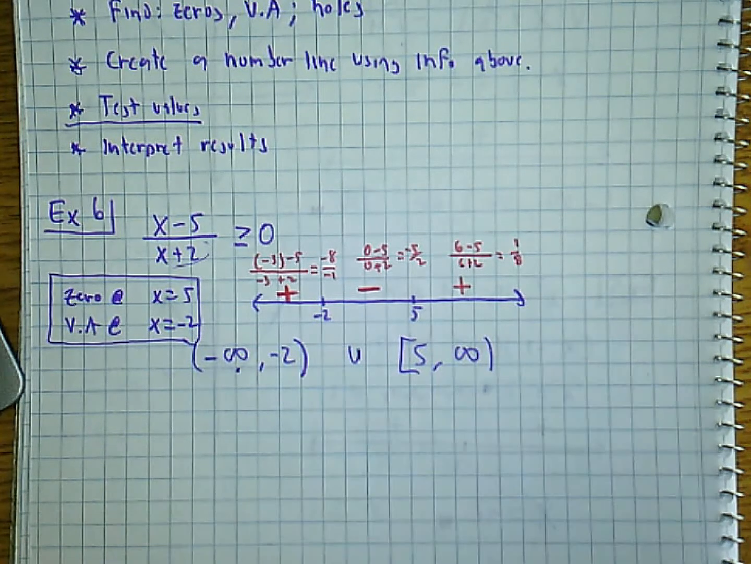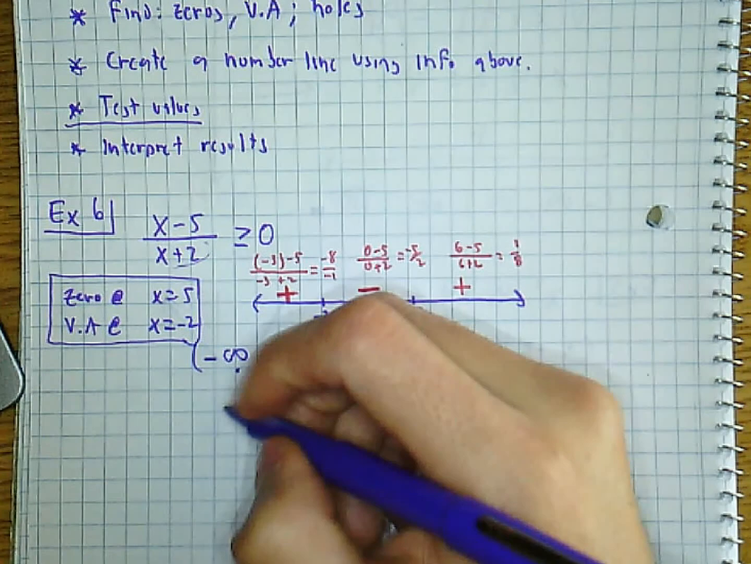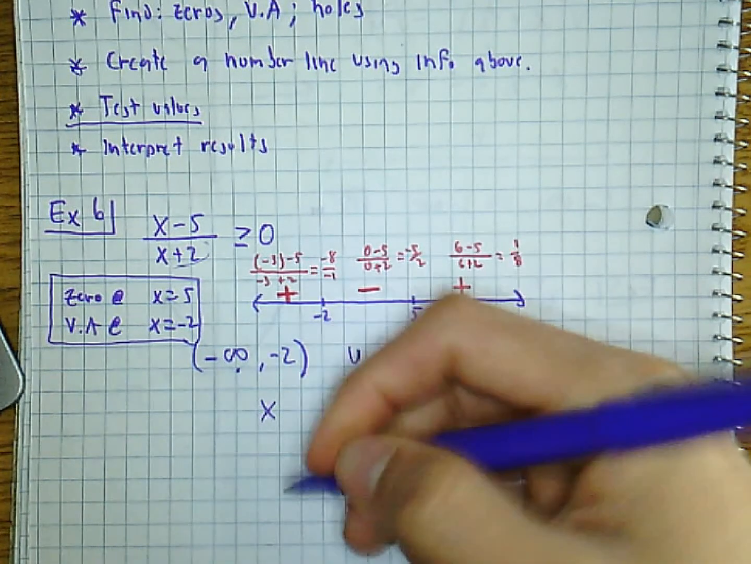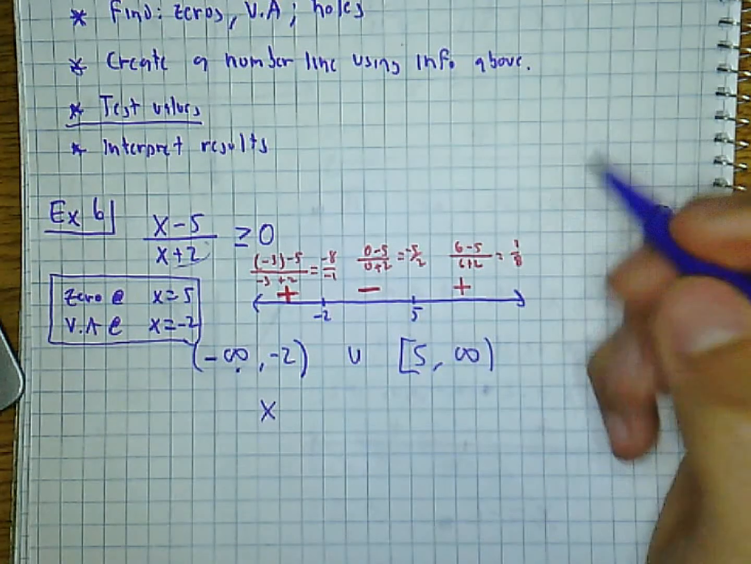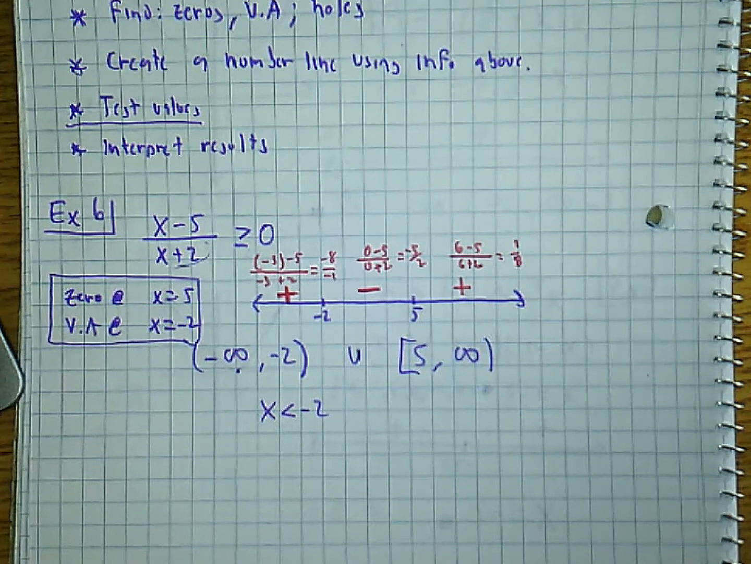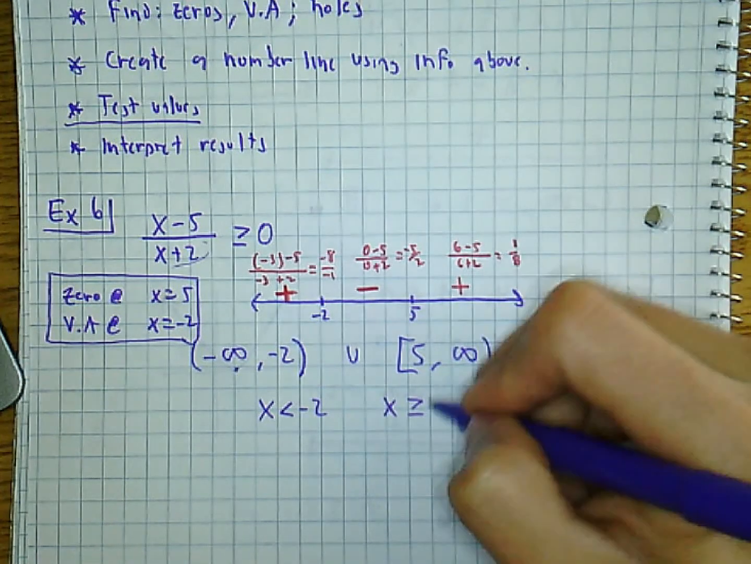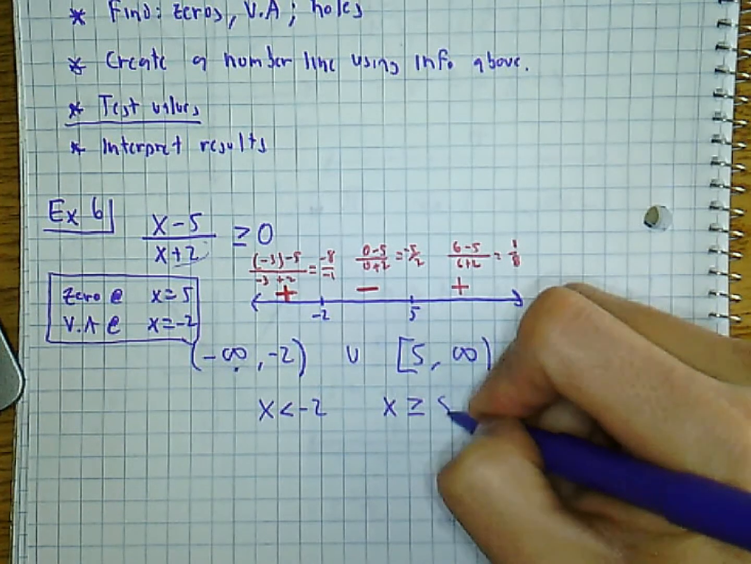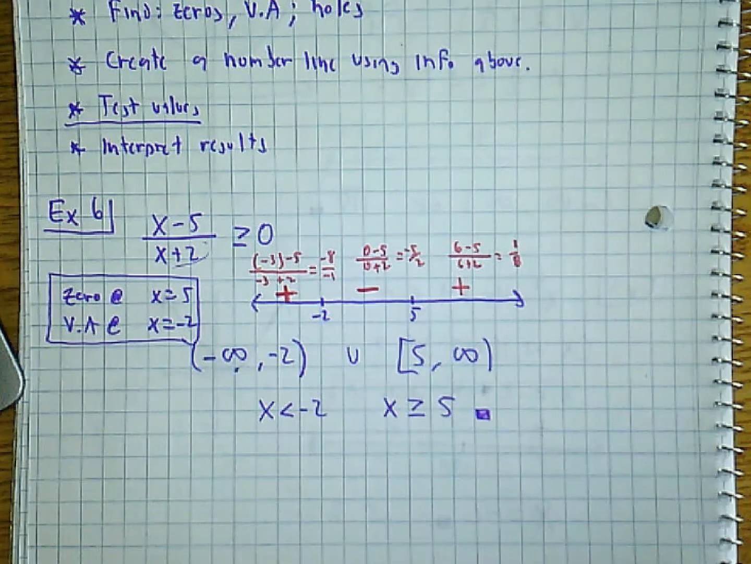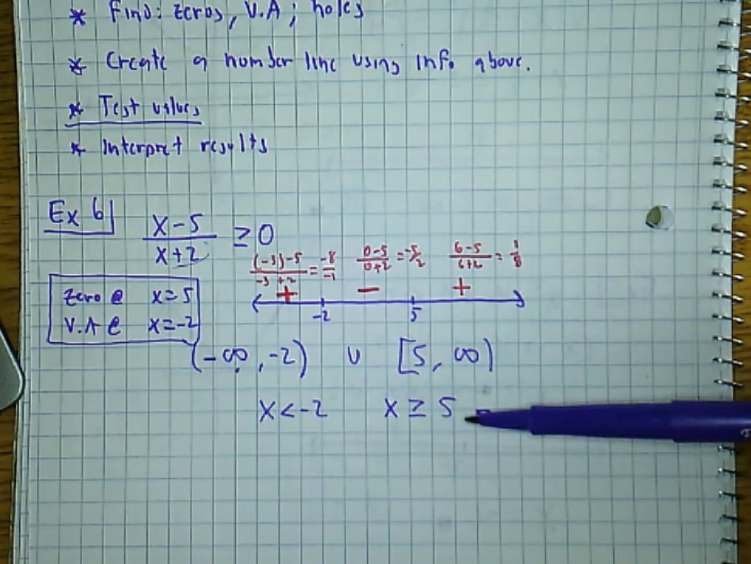The other way that you can say this is that x would have to be less than -2. So it would have to be less than -2 in order for this to work. Or x would have to be greater than or equal to 5. So either way that you want to answer this question, I'm okay with the interval, or I'm okay with actually using the variable of x.